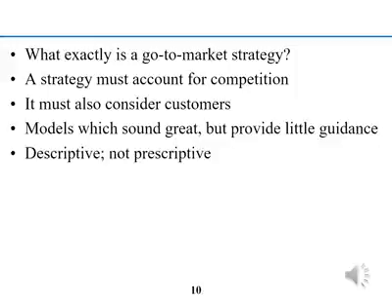So what does it mean to have a go-to-market strategy? Well, a strategy allows us to account for competition. It also ensures that we are thinking about who our customers are and what our marketing objectives are. The other strategic models that I told you about are sound but provide little guidance for actually telling us how to go to market or how to ensure that we meet our marketing objectives. They are descriptive, not prescriptive. And for that reason, I want to introduce you to the Strategic Quadrants framework.